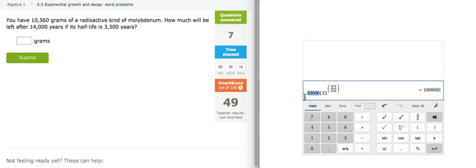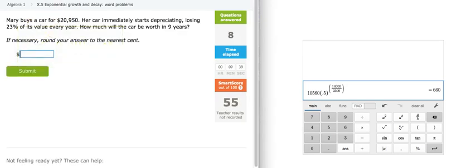Here we go. Okay, so right now you've got 10,560. Half-life, so 0.5. Now, it halves itself every 3,500 years, and we're talking about 14,000 years. Oh, 660, isn't that nice? There you go. Yep, that's all I'm going to do on this one. Maybe I'll do one more.